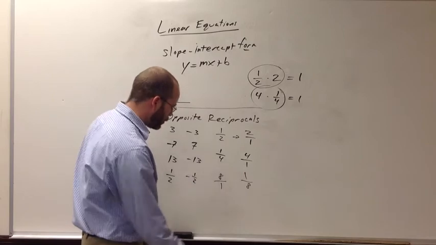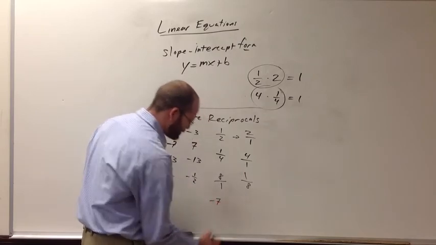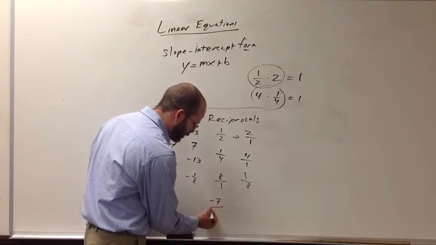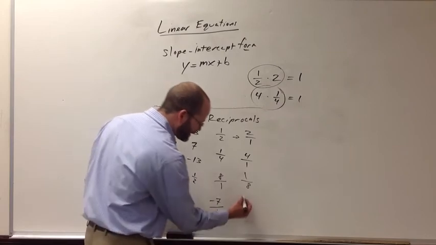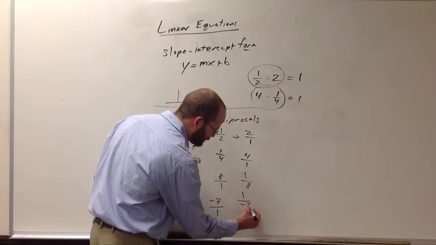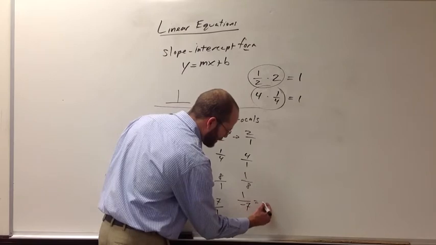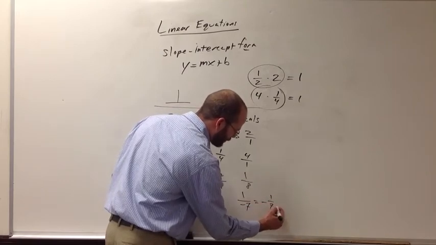1/8. Or a number such as negative 7. That's the same as negative 7 over 1. If I flip it upside down, I get 1 over negative 7. And of course that is equal to the same as negative 1/7.